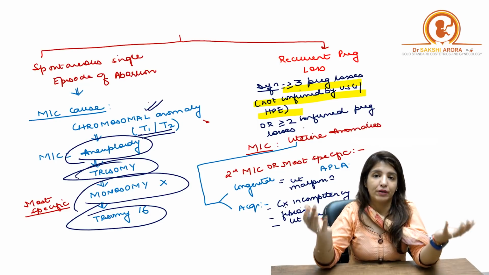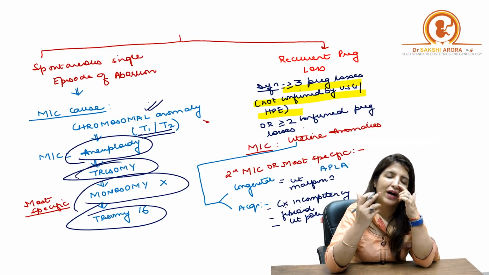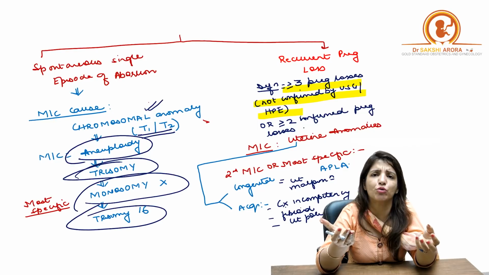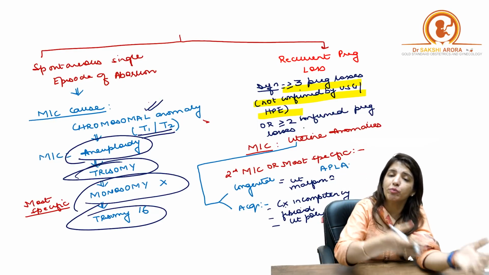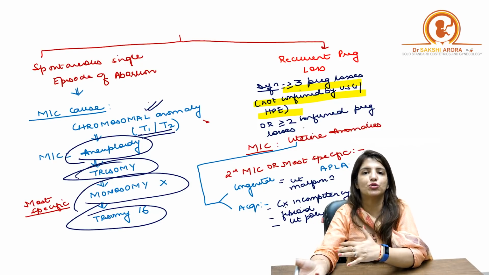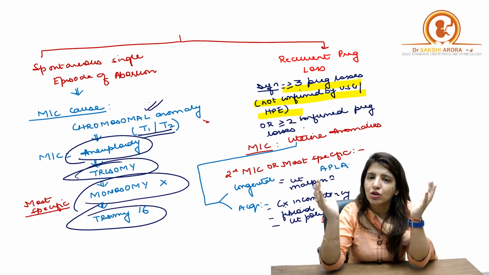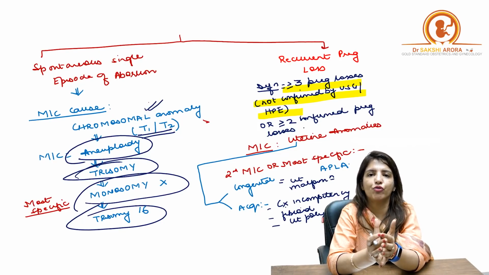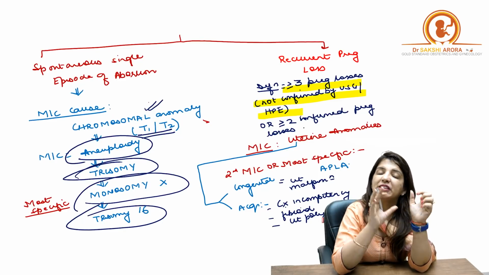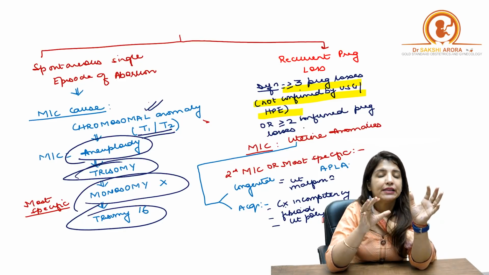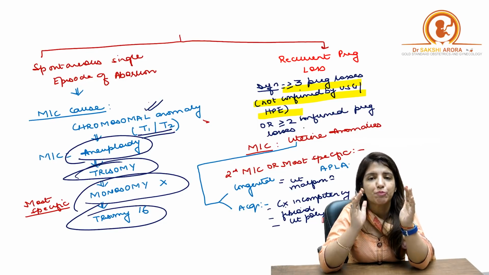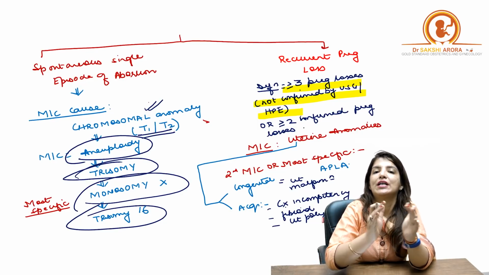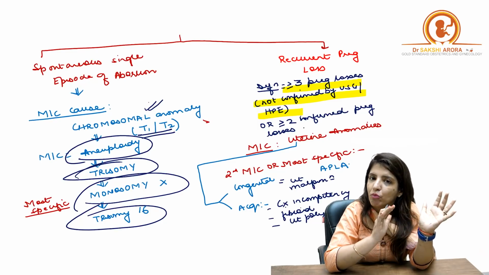Trisomy is a group, right? Trisomy means that there is one extra chromosome, and that extra chromosome could be chromosome number 16, it could be chromosome number 18, it could be chromosome number 21, it could be chromosome number 22. So as a group, the most common cause of abortion is trisomy. But if trisomy is not given, then you have to look for monosomy X, which is the most specific cause of single abortion. It's the most specific.